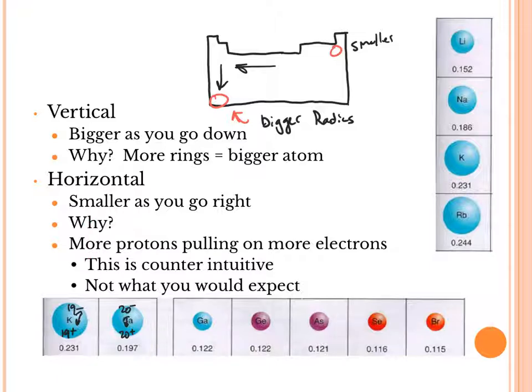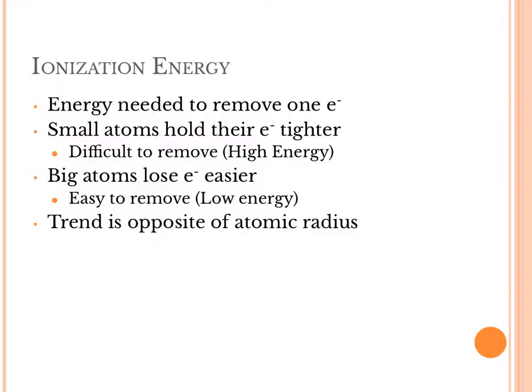So it's one thing to be able to know the trend, meaning biggest radius down and biggest radius to the left, but it's also important to be able to explain why. The last periodic trend that I'm going to talk to you about is called ionization energy, and it's defined as the energy needed to remove one electron from an atom.